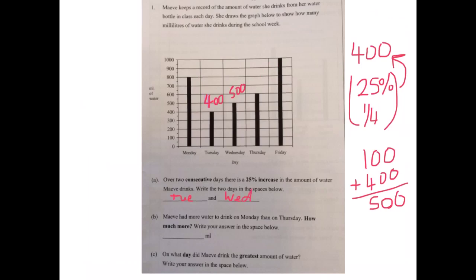Question B. Maeve had more water to drink on Monday than Thursday. How much more? Well, this question is just checking, can you read the scale? So all we've got to do is look at Monday's total, which we can see is 800 millilitres. And then we look at Thursday's total, which was 600. And you just do a subtraction sum. Quite easy, 200 millilitres more.